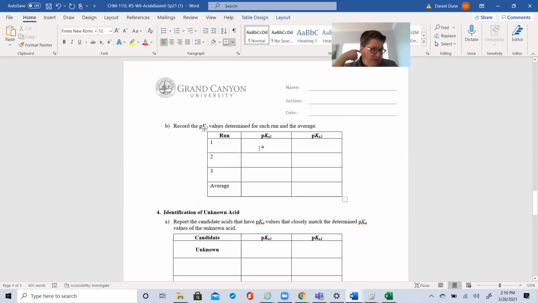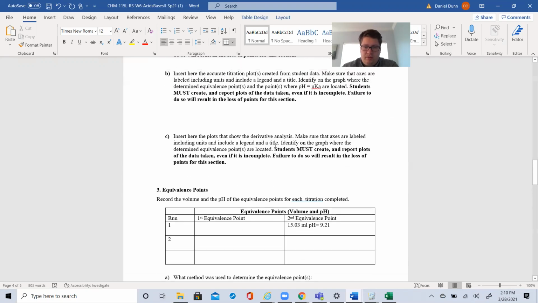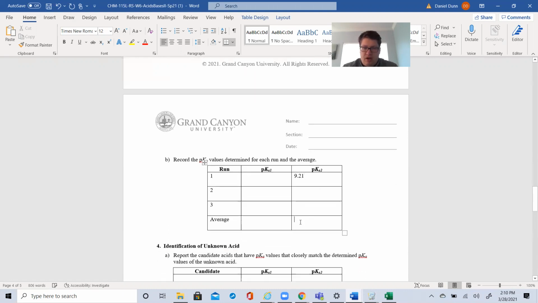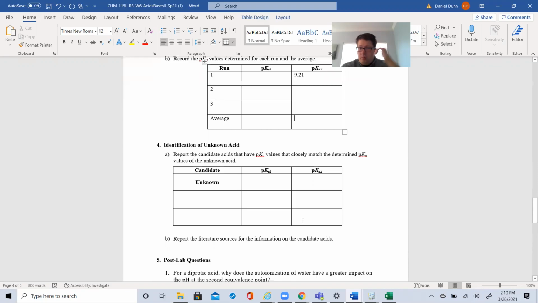Here we have runs of pKa. This basically is going to be the pH, because pH is pKa at equivalence points. So, for example, 9.21. That was going to be the pKa. Whatever you get, add them together, divide by the total amount, and there's your average. Part 4, based off your averages, you're going to put those here. Averages go here.